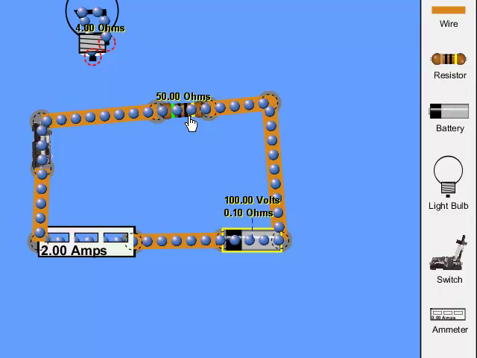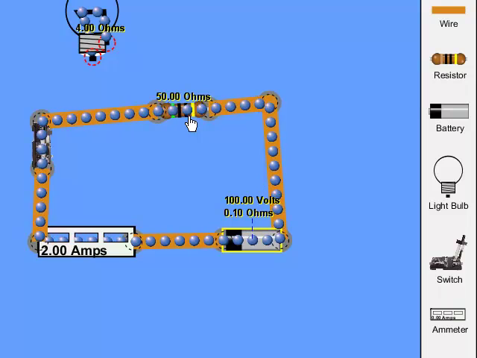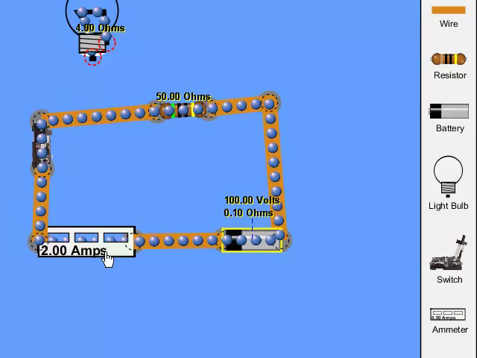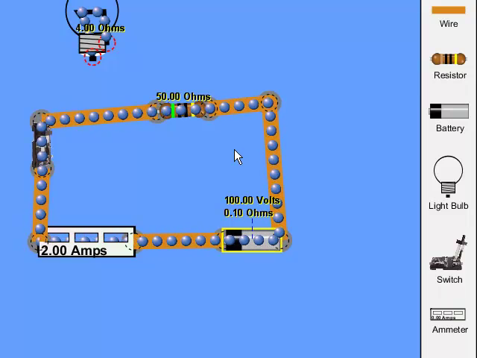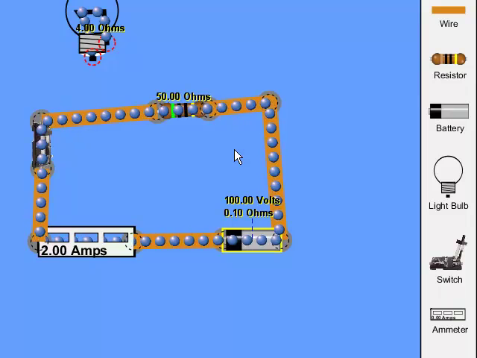In this case here for this applet, it doesn't show the calculation for the power, so we still have to do it, but that's really easy. 2 amps total current times 100 volts for the power, which makes 200 watts.